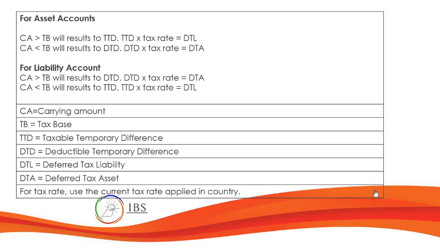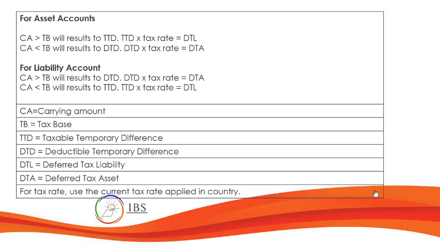Okay, so let's see this simplified analysis on determining deferred tax liability and deferred tax asset. Okay, well, let's focus on asset accounts. So it may include machines or plant or receivables. If carrying amount is greater than tax base, that will result to taxable temporary difference. And then when you multiply taxable temporary difference by the tax rate, that will result to deferred tax liability.